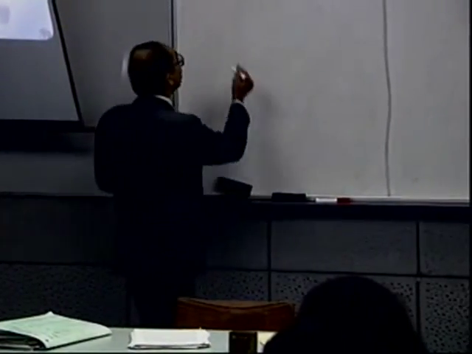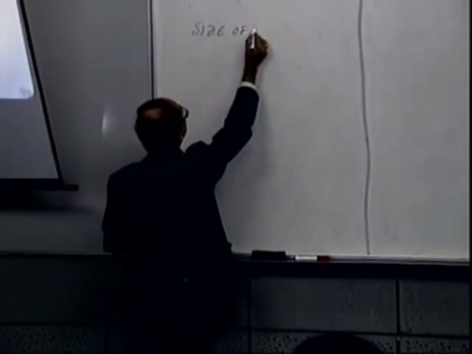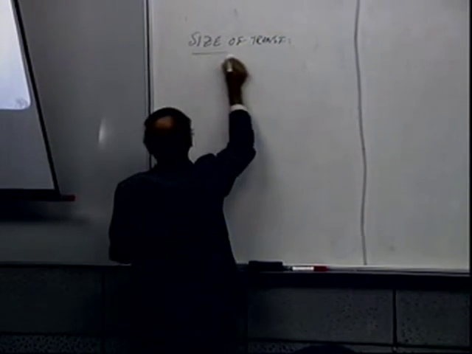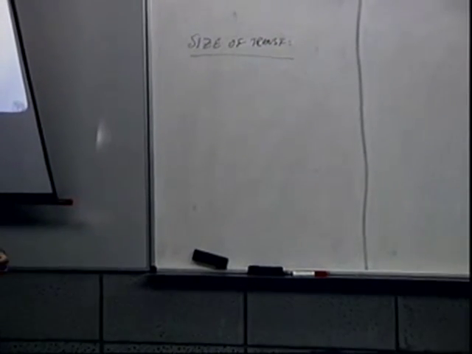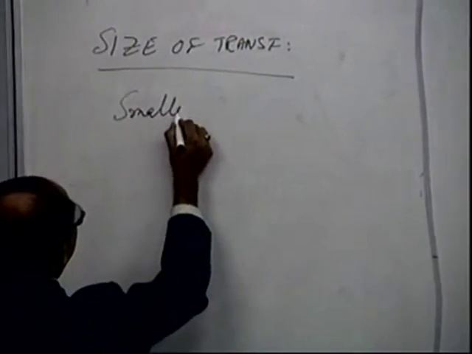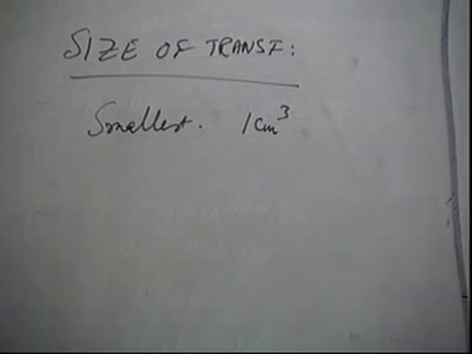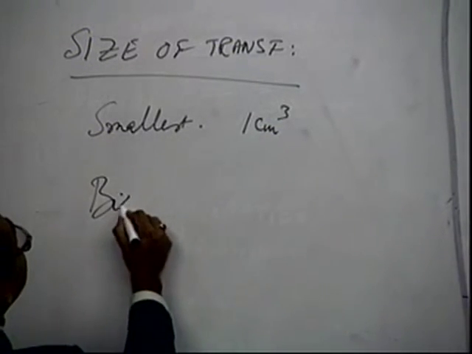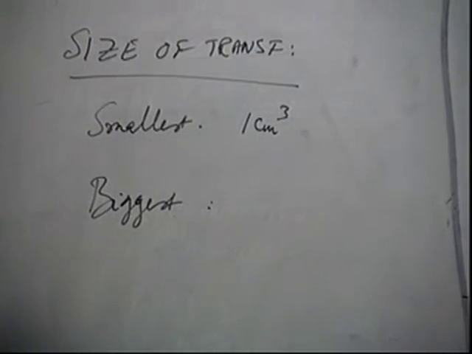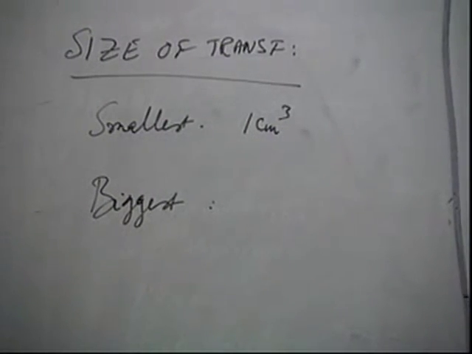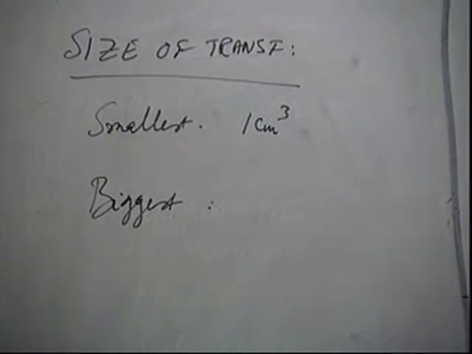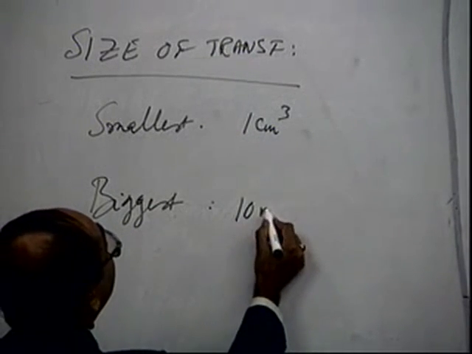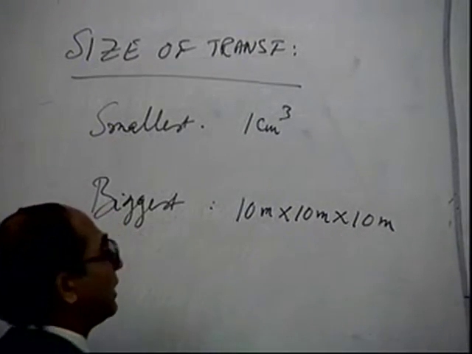Now with this whole gamut, what is the size of a transformer? What is the smallest and the biggest you can think of? Smallest could be around maybe 1 centimeter cube. I would say this because you need to connect something also. A screwdriver has to go in and things like that. So that is the smallest. And the biggest could be maybe the one which can sit on this roof. Big transformers in large substations and so on are as big as this room. So maybe 10 meter by 10 meter by 10 meter you can say. I'm just giving this size approximately.